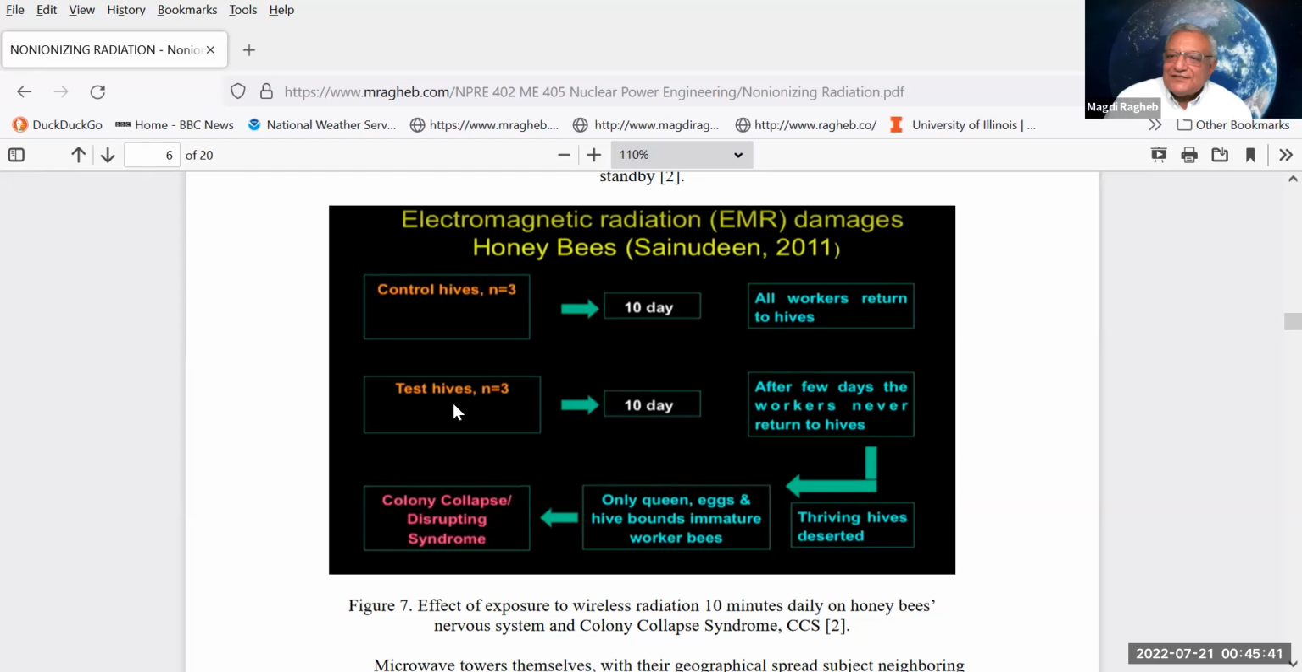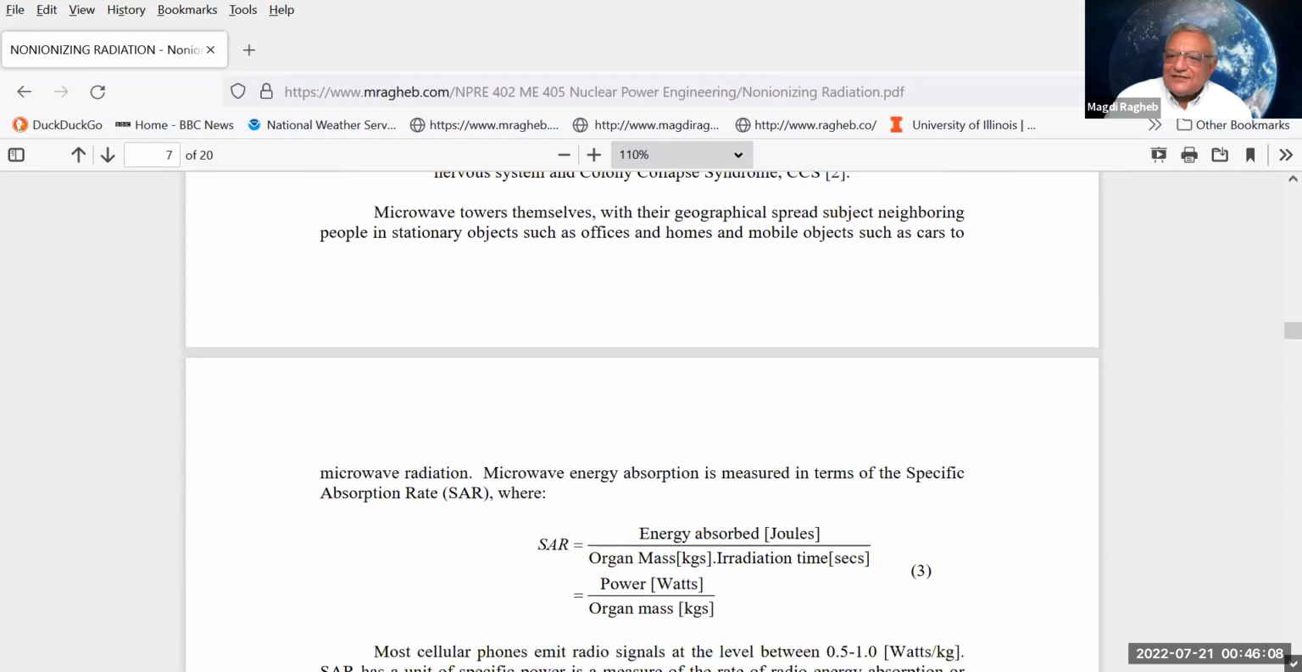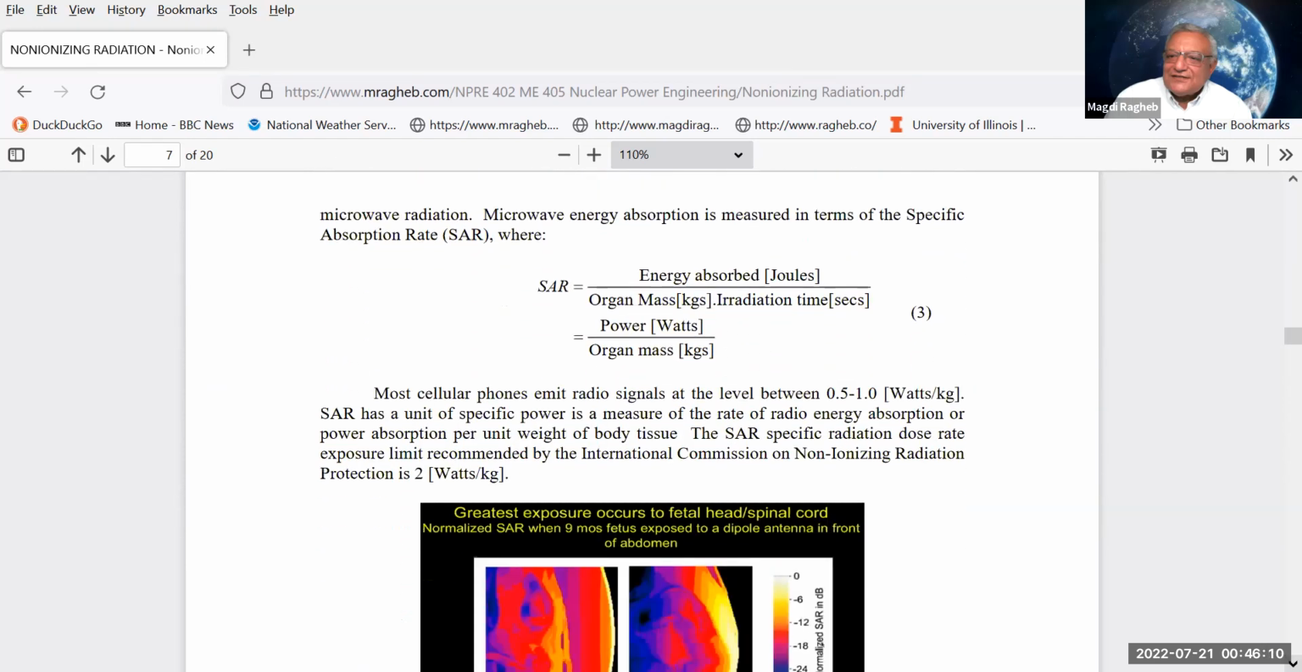So test hives with a phone left in them for 10 days had a result with what is called colony collapse disorder. Beehives were losing their bees. The bees got out of the hive. Somehow their system of orientation was affected by the fact that they had a phone in the hive.